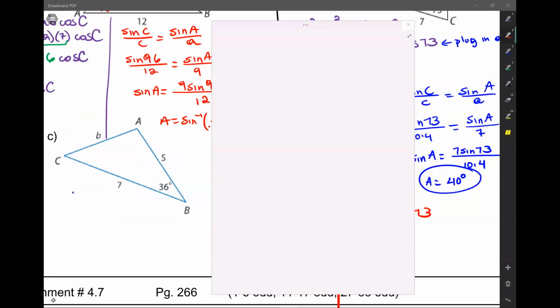For the next one too, look, we have two sides and the angle in the middle given, right? So let's go ahead and find B first. It's going to be B squared equal to A squared plus C squared minus 2AC cosine B. So that is A squared, which is 7 squared, plus 5 squared, minus 2 times 7 times 5, cosine 36.